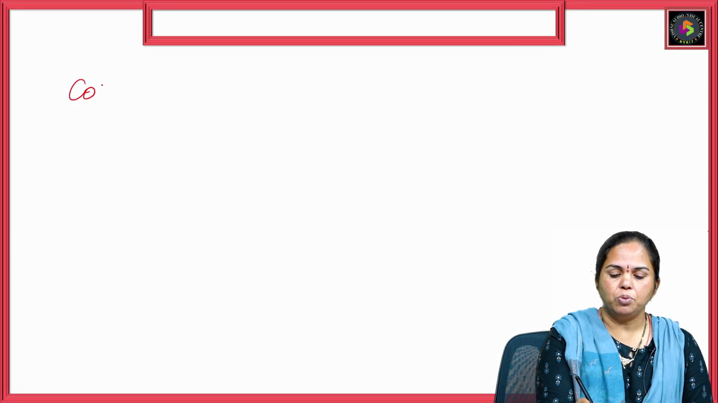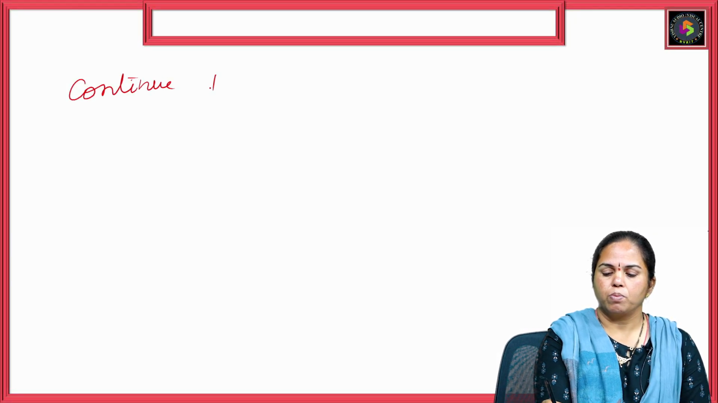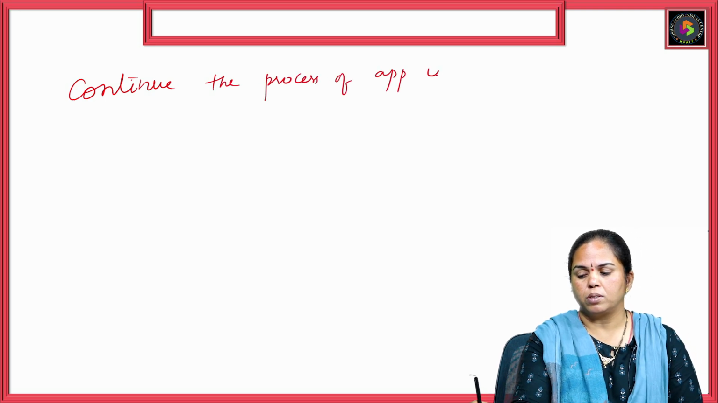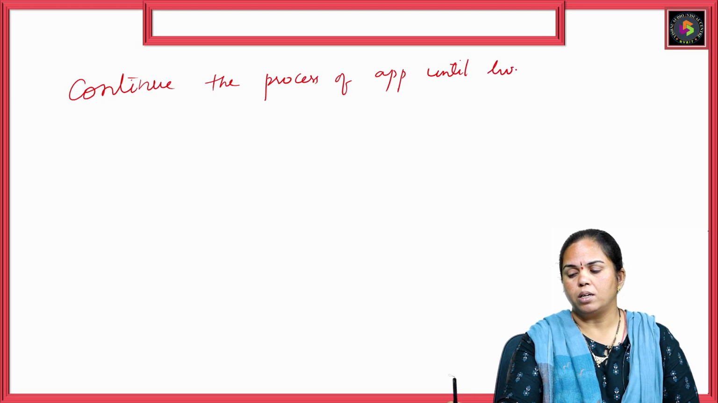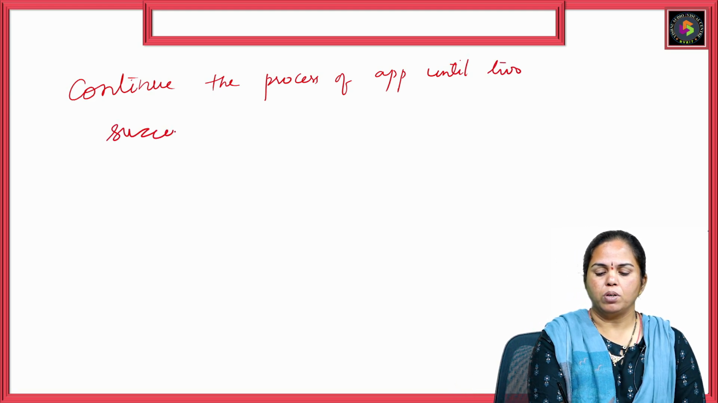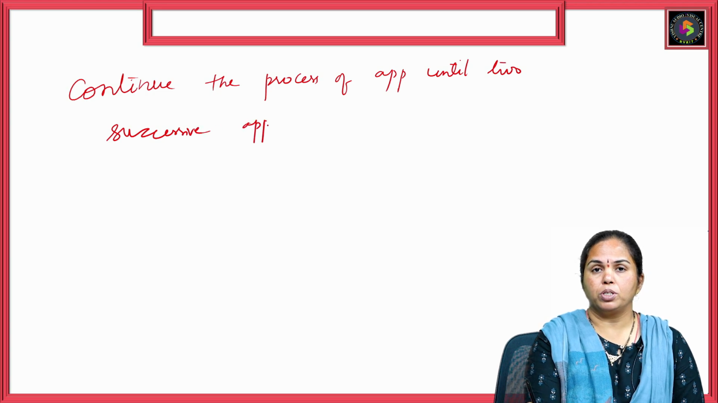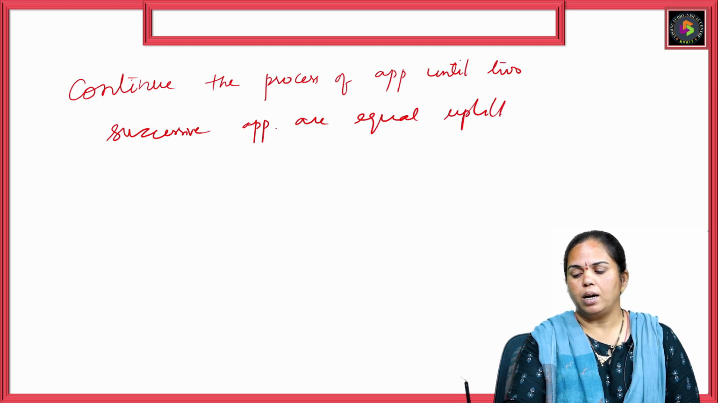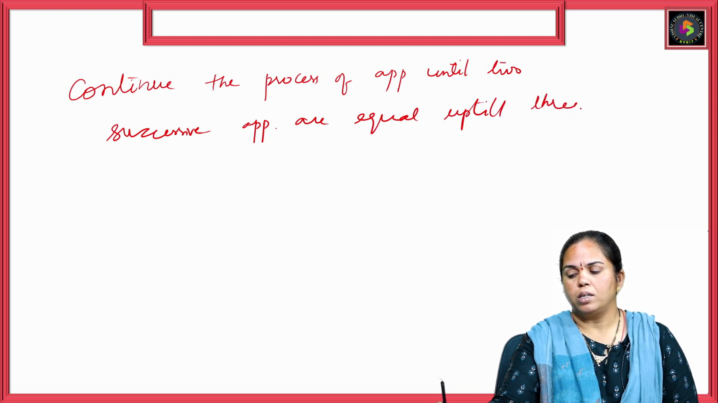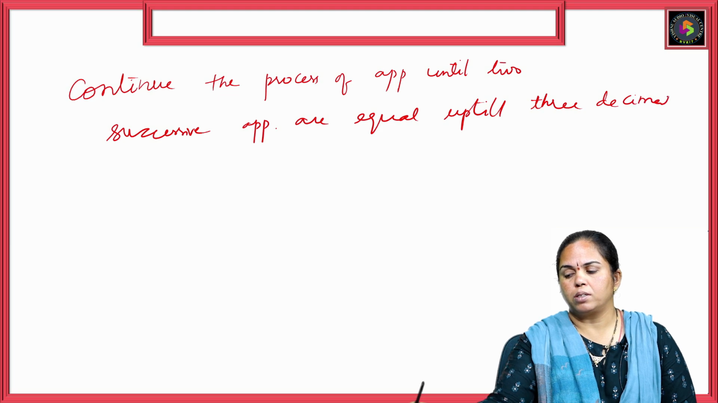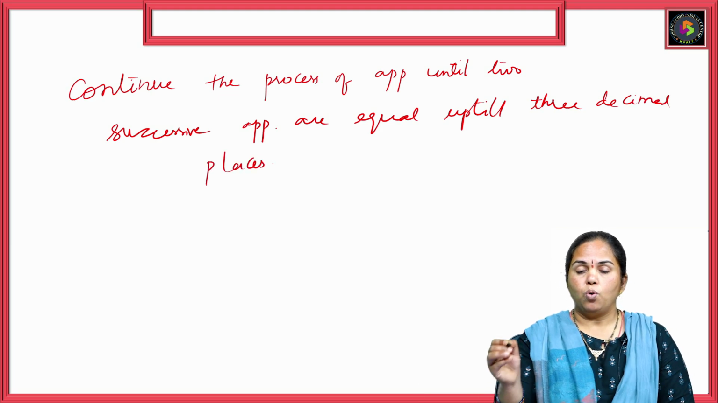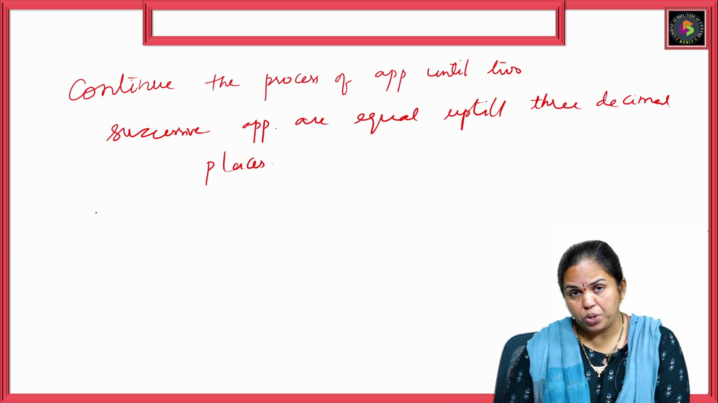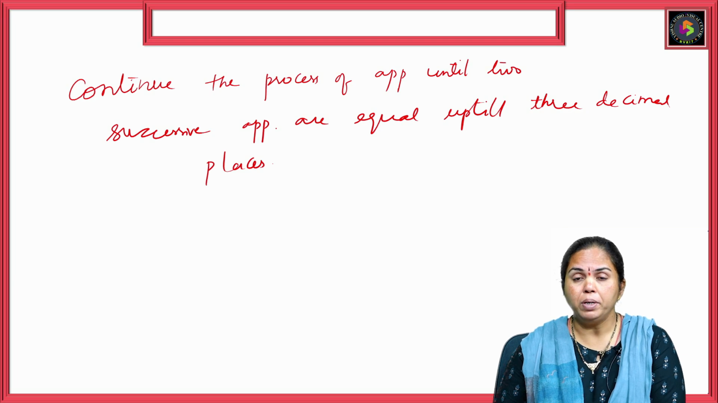So here, continue the process of approximations until two successive approximations are equal up to 3 decimal places. Only in the bisection method do we get the approximation at approximately x19 and x20 also. So do the problem carefully.